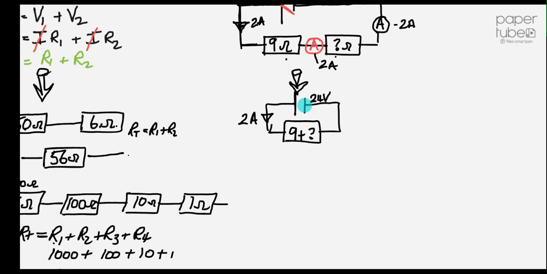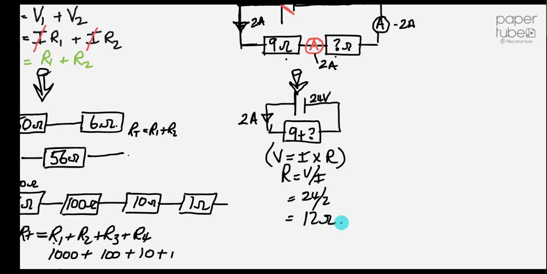Yes? What's the some number? Well, let's have a look. V equals IR. Put it in a bracket. Every mark's a valuable mark. R equals V over I. 24 over 2. 12 ohms. So I know that that resistance in total is 12 ohms. So 9 plus something is equal to 12 ohms. So the something must be 3 ohms.